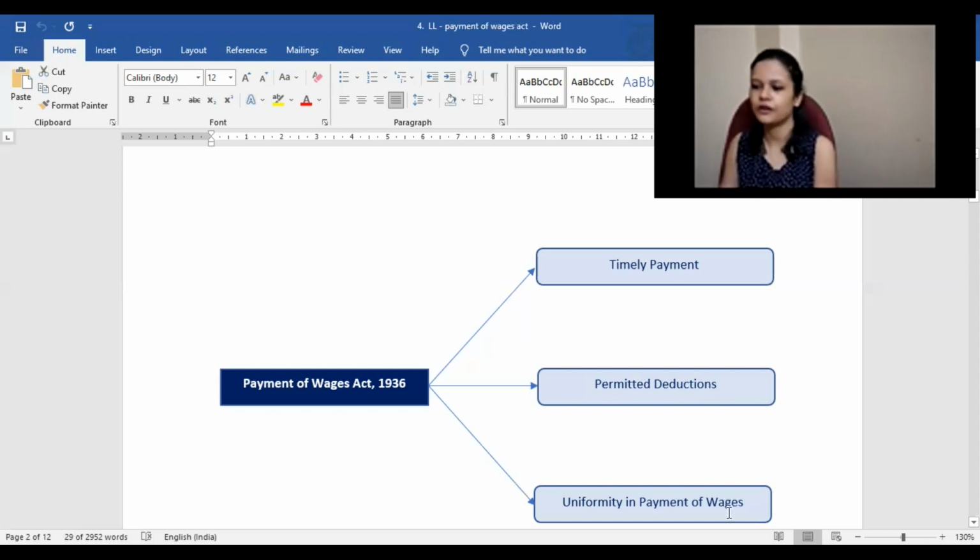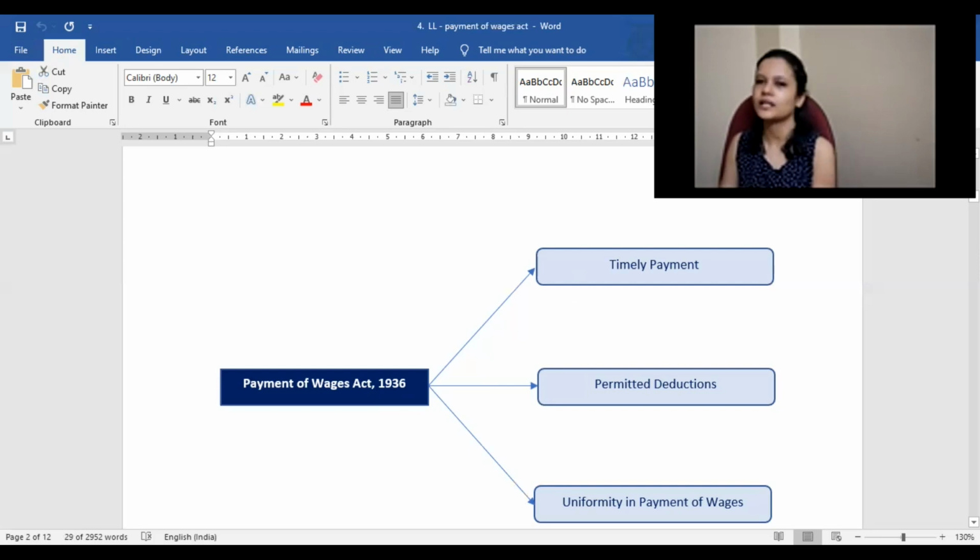Thirdly, uniformity in payment of wages. Whether you are paying through check, online, or offline, how you are paying, all of that should also be uniform, right? There should be uniformity with regard to payment of wages, salary breakup, and all that stuff. So the Payment of Wages Act 1936 was introduced in order to address these three issues mainly.